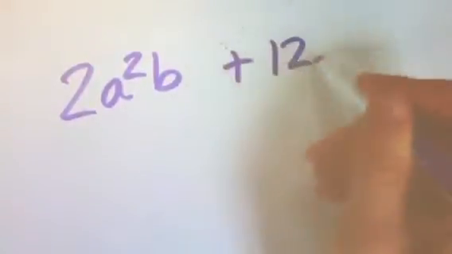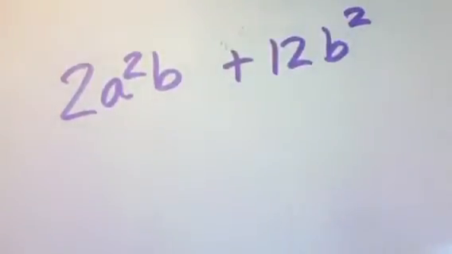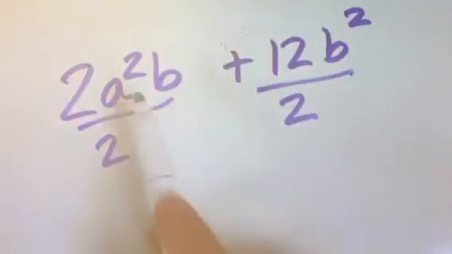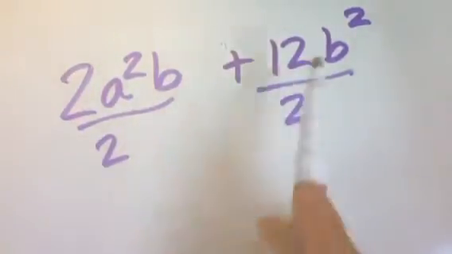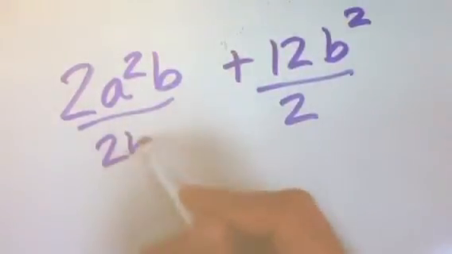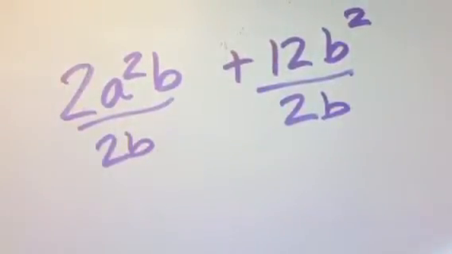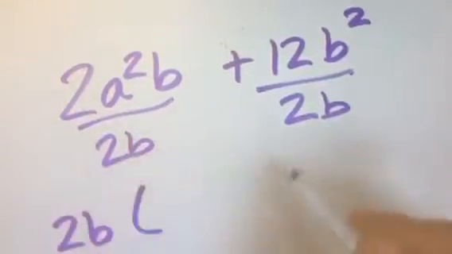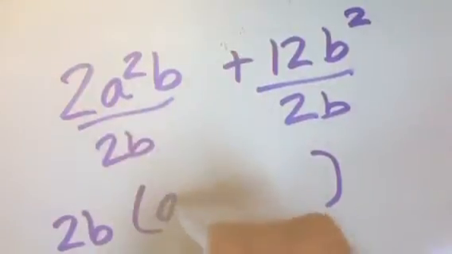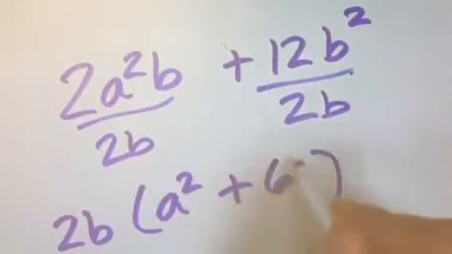One more example, 2a squared b plus 12b squared. Look at both the numbers and the variables. They're both divisible by the number 2. And what variables do they have in common? This one doesn't have any a's, but they both have at least one b. So the greatest common factor is 2b. Factor out 2b, and what's left would be a squared plus 6b.